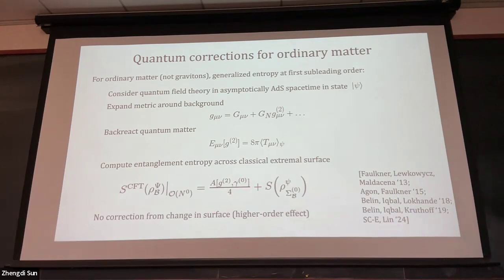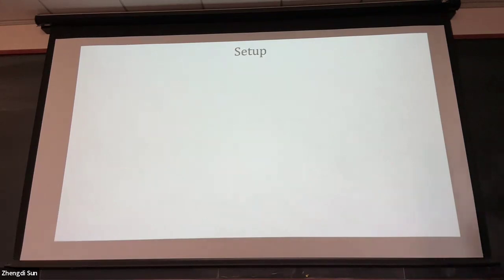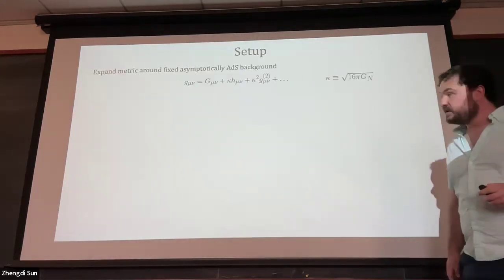Okay, and this formula has experienced many checks, and I think it's widely believed to be true for ordinary matter that are not gravitons. Going to higher orders in G Newton is a subtle thing. I'm not going to talk about that at all today. But at least to order G Newton to the 0, this formula is widely believed to be true.